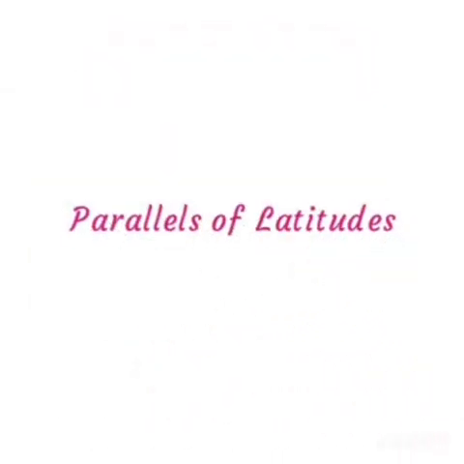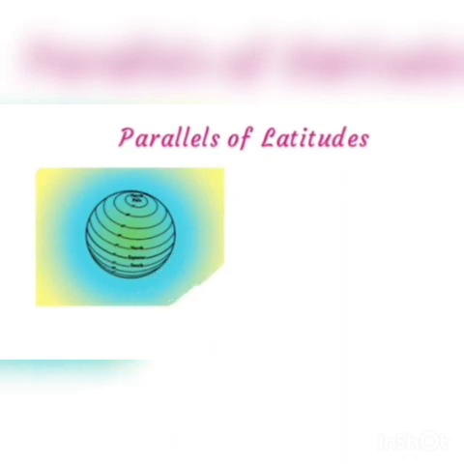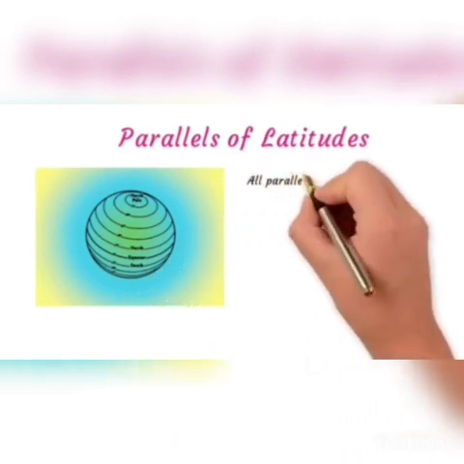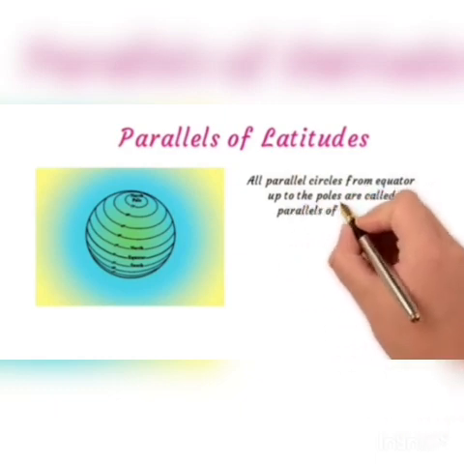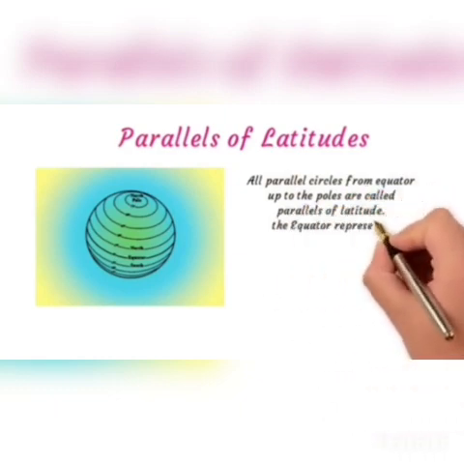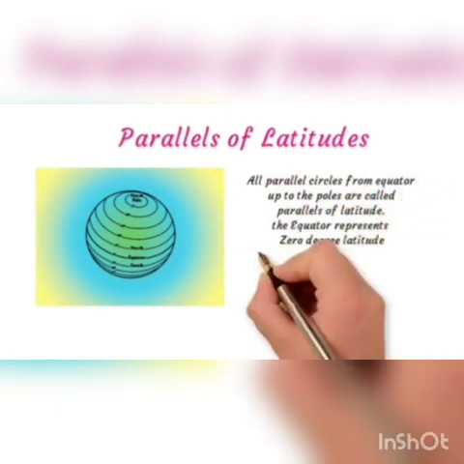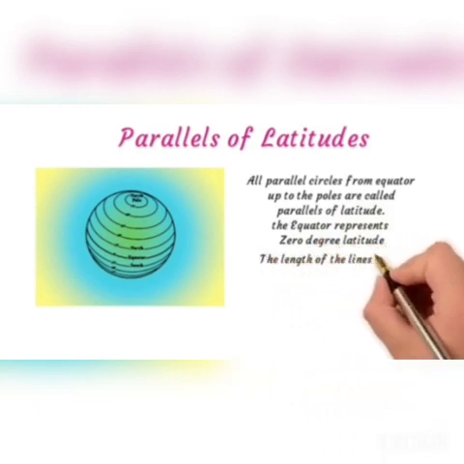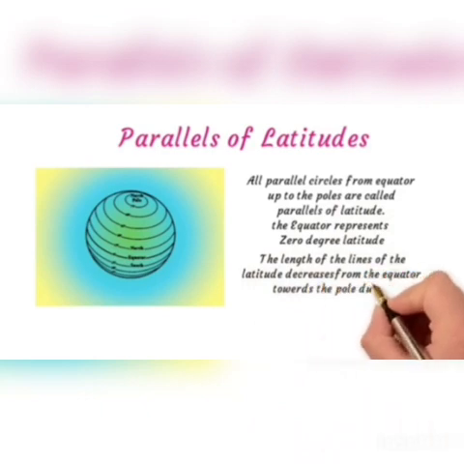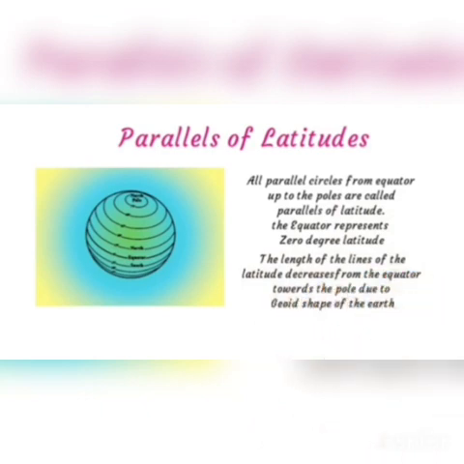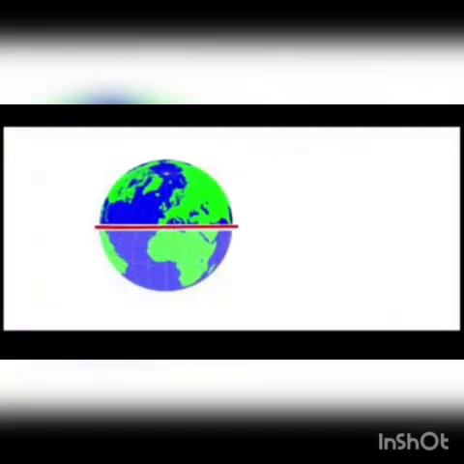Parallels of latitude. All parallel circles from the equator up to the poles are called parallels of latitude. The equator represents 0-degree latitude. The length of the lines of latitude decreases from the equator towards the poles due to the geoid or spherical shape of the Earth.